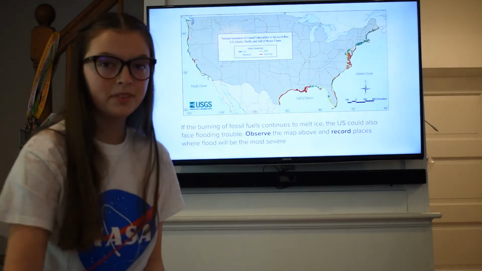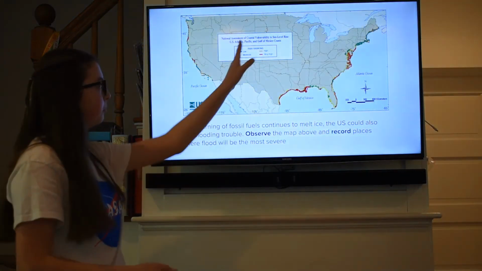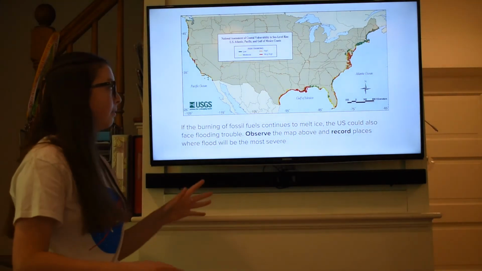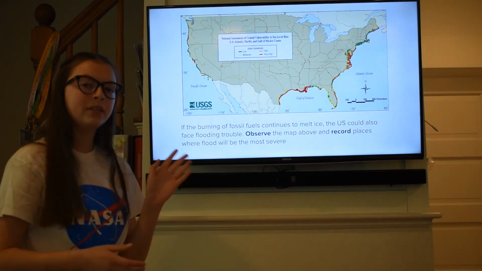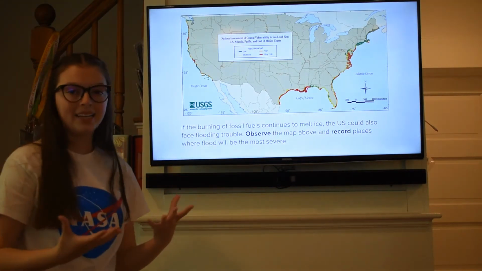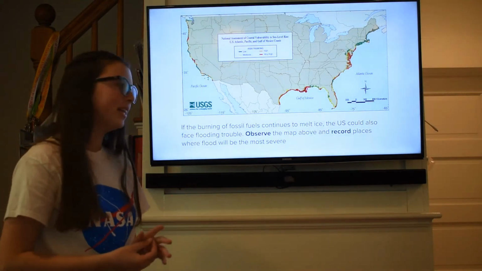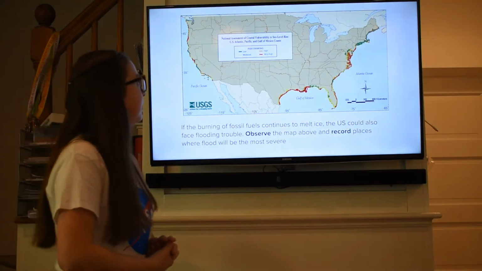So let's look at a map of the US. We have the coastlines marked from green to red. Green meaning low risk of flooding, and red meaning very high risk. Obviously, yellow and orange are in between. So it goes green, yellow, orange, red. And if you have a copy of this slideshow on your computer, I encourage you to pull this up and look at it. So let's observe this map. Great thing to do. Look around.